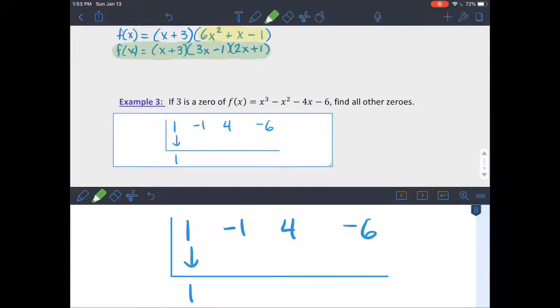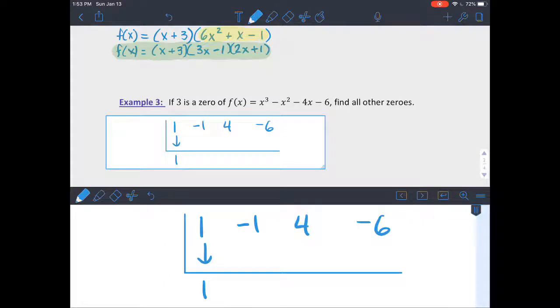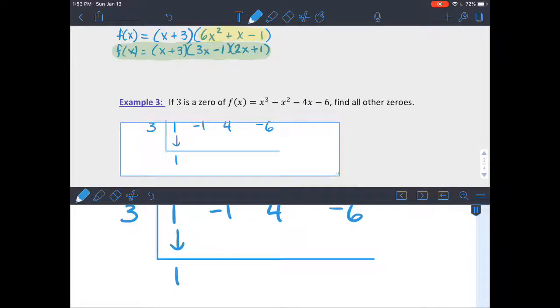Sometimes the directions are a little bit different. Instead of being supposed to factor, on this one we're supposed to find all the other zeros. So factor means factor it, and then you're done. Find all the zeros means figure out what makes it equal to 0. So we're going to go ahead and, since we know 3 is a 0, divide by the factor of x minus 3.